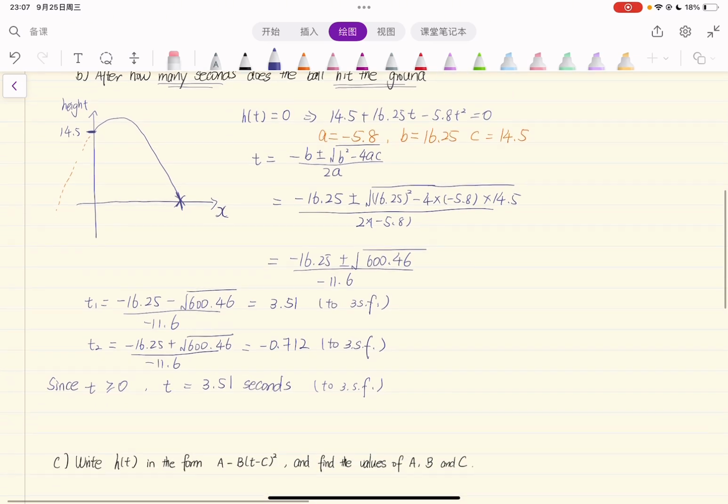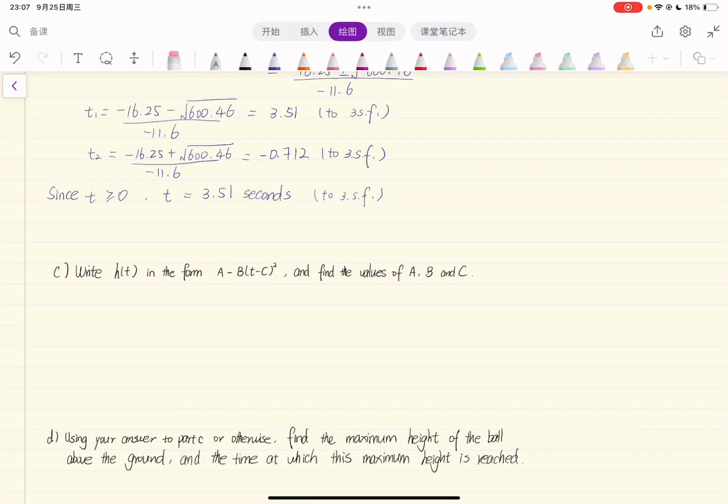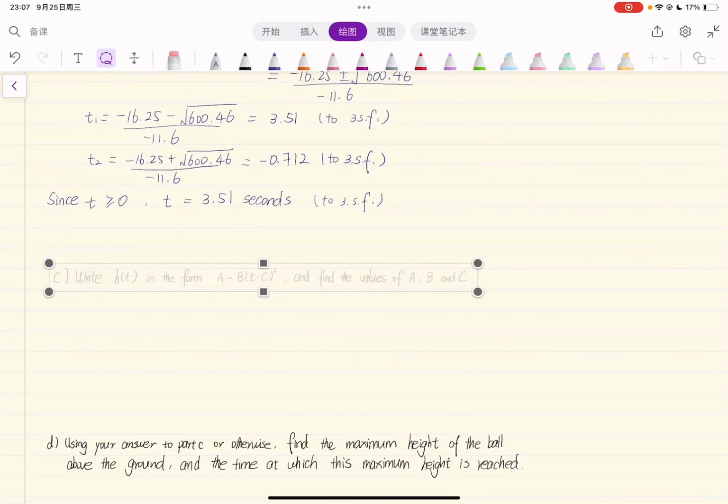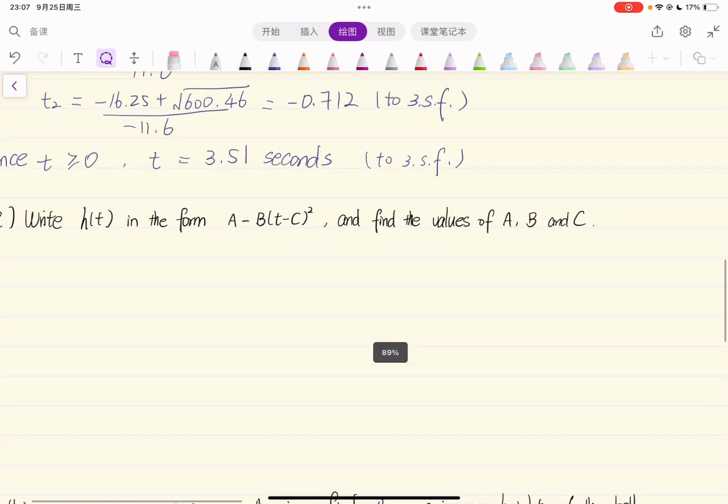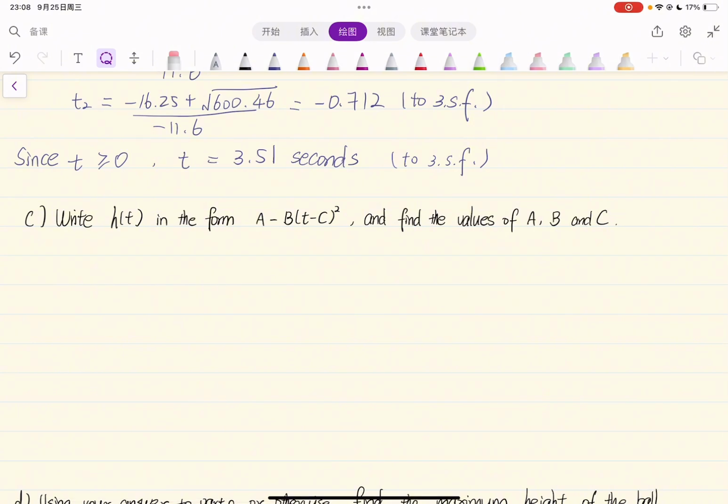Now move on to part C. What does part C say? Write h(t) in the form a minus b times (t minus c) squared, and find the values of a, b, and c. Do you think this is familiar? What is that? It is completing the square. So we need to complete the square of the function.